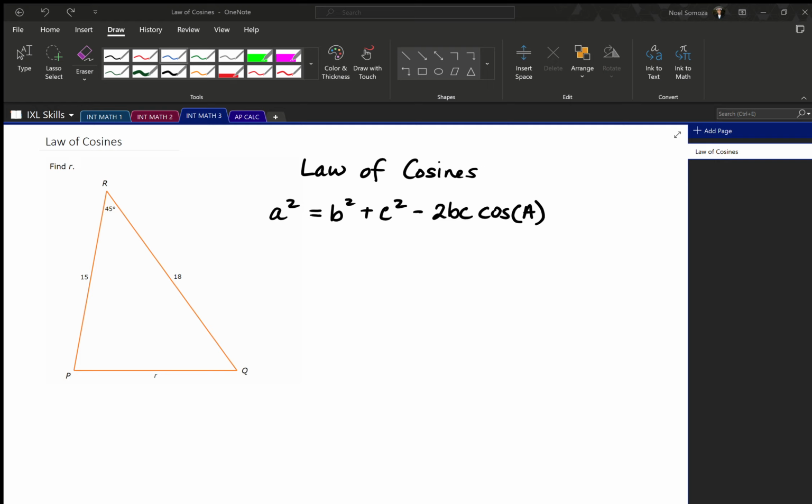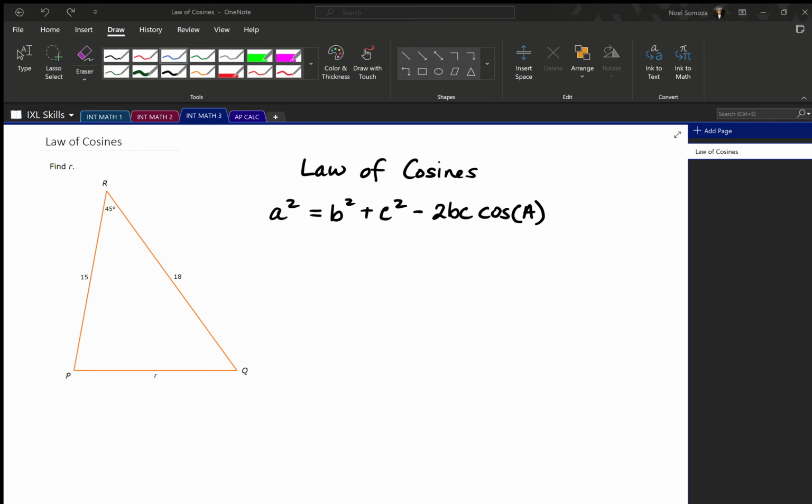All right, let's take a look at the law of cosines here. With the law of cosines, what we're given is a triangle with two sides and one angle, but we're looking for a particular side, right? So this is the general formula for the law of cosines. Sometimes this formula needs to be adapted to the letters that you're given on the triangle.